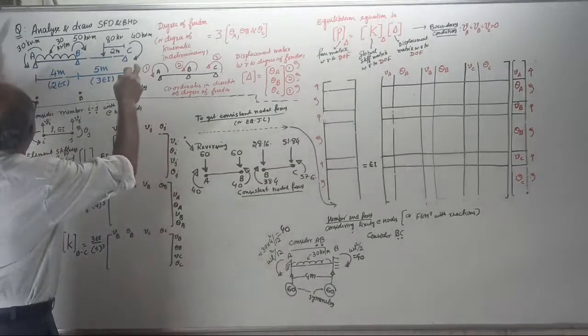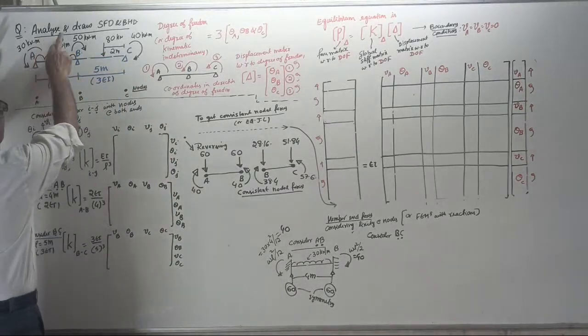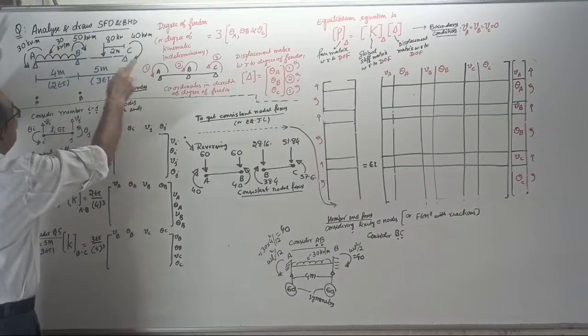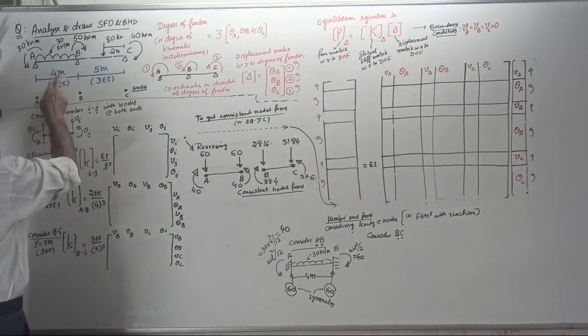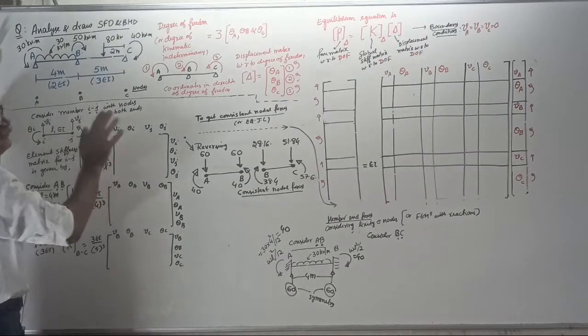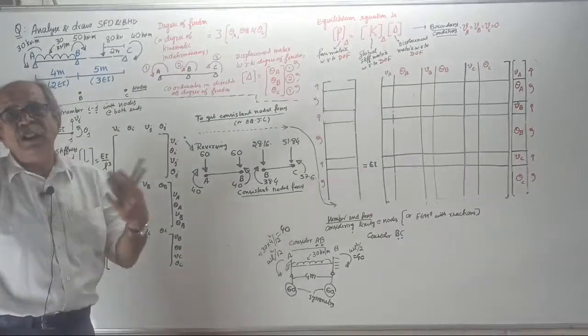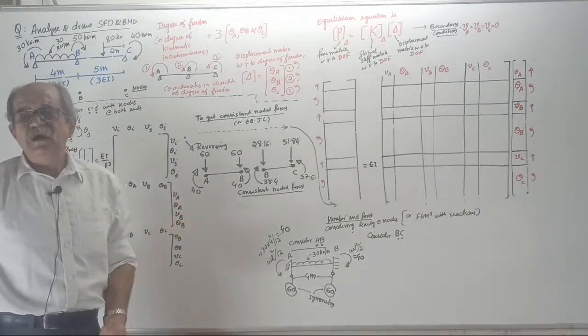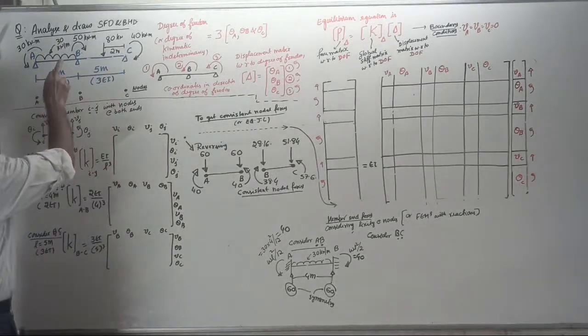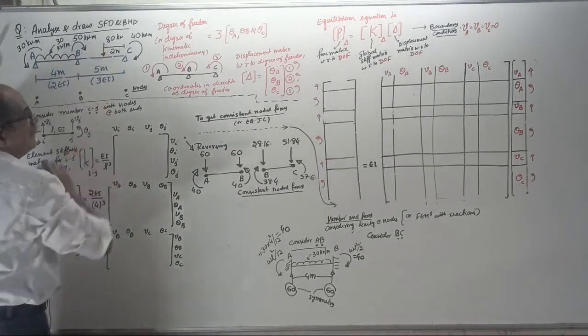Okay, now see. Question is, analyze and draw SFD BMD for the given 2-span continuous beam. See, 4 meter, 5 meter, 2 EI, 3 EI. EI value is not given. If it is given, I told earlier what to do. Here you substitute for EI in the equation. Then UDL here, point load here.